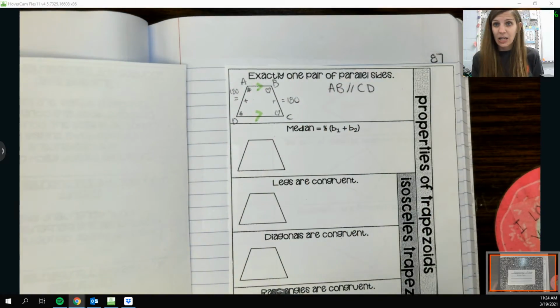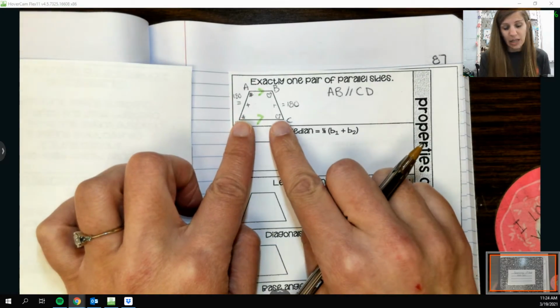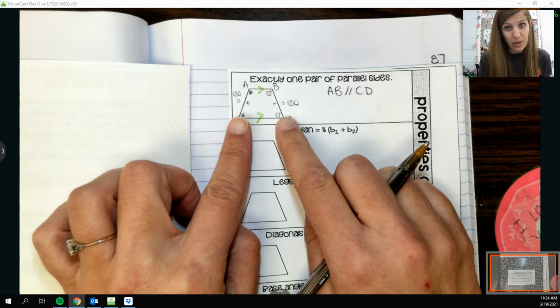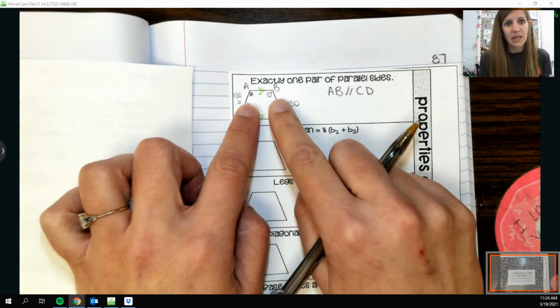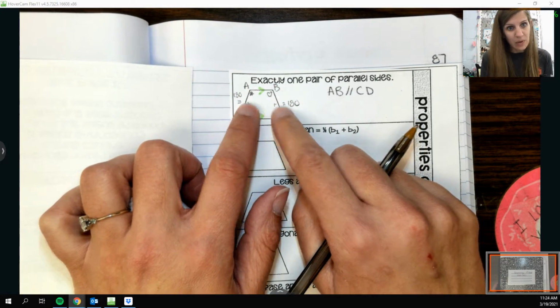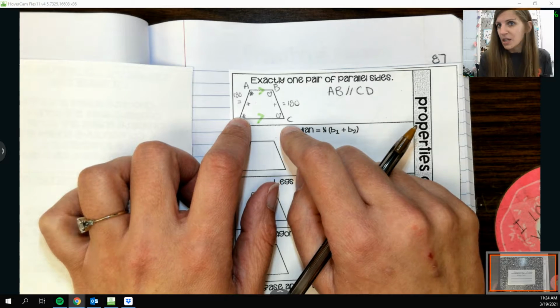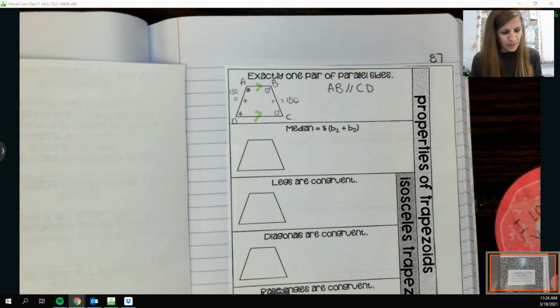But I can't do like the star with the heart. Like those ones won't, because they're not between parallel lines. The legs of your trapezoid are not parallel, so you can't do those things.